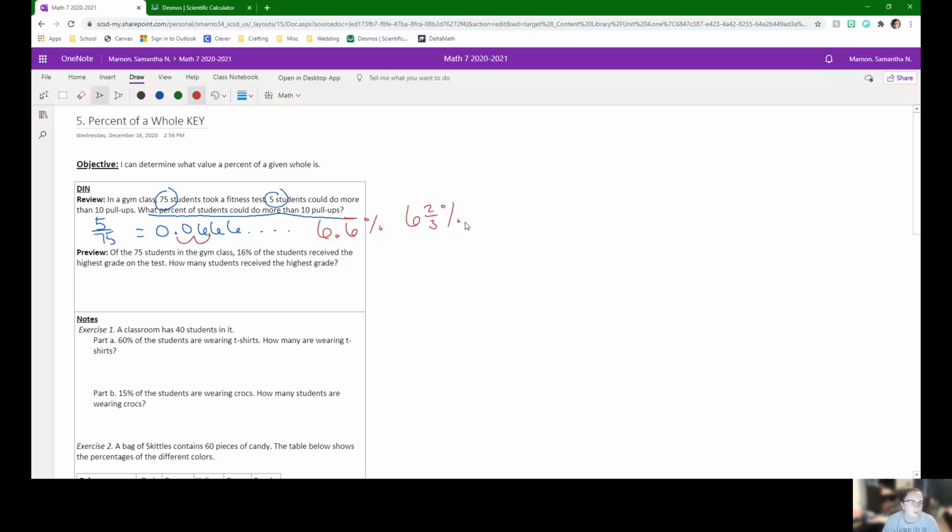So now we have our preview question. So of the 75 students in the gym class, 16% of the students received the highest grade on the test. How many students received the highest grade? So this you're just going to try. See if you can figure it out. Think about if I told you a fraction of the students, what you would do with this problem.